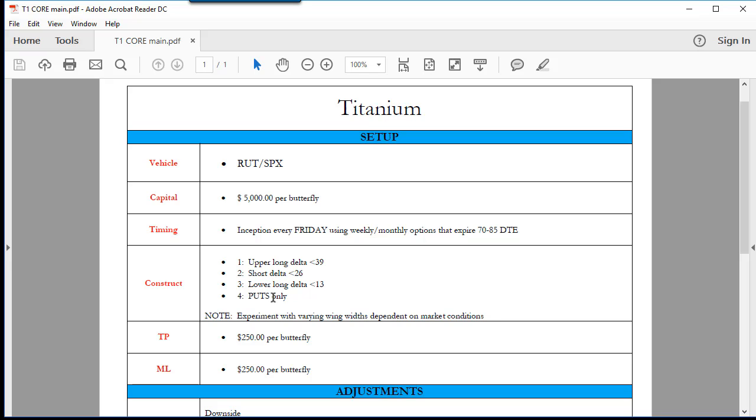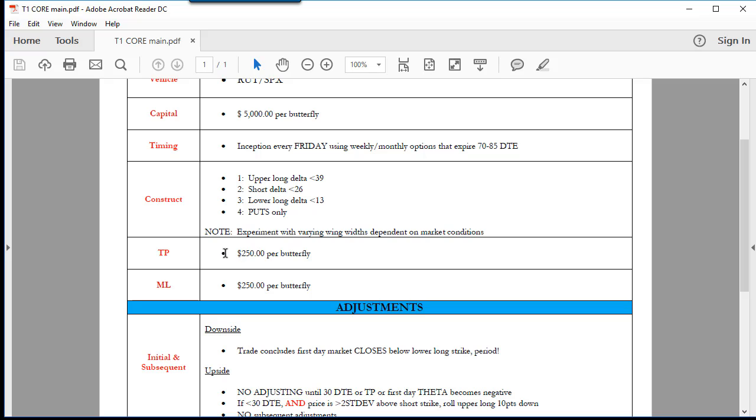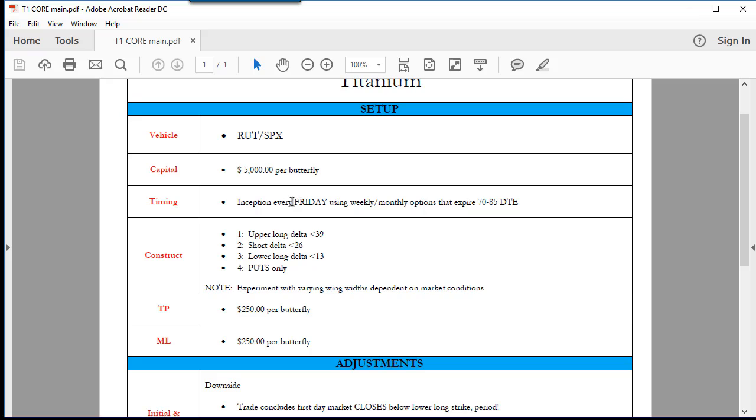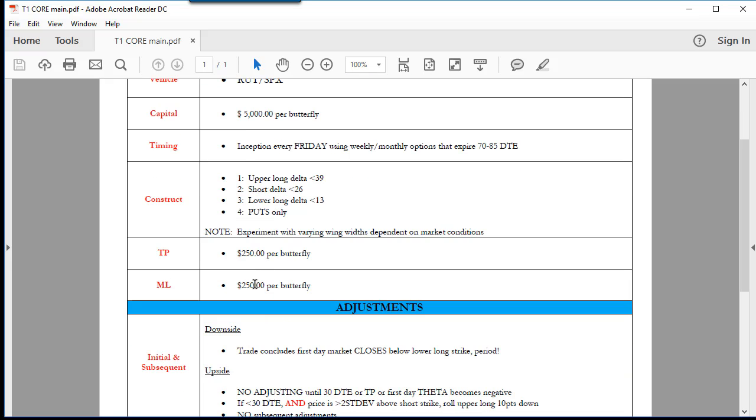We're only going in the puts, and you can experiment with varying widths depending on if we're in low vol or high vol, and that should become a lot more evident as we go through some of the testing here. Again, take profit 250, max loss 250. If this is in the SPY, for example, and you're only deploying a tenth of that, because the SPY is 1/10 of the SPX, then you obviously have to adjust your take profit and your max loss numbers as well.